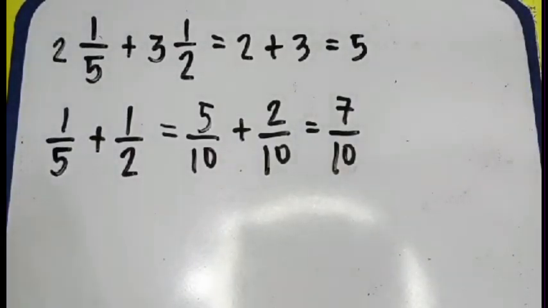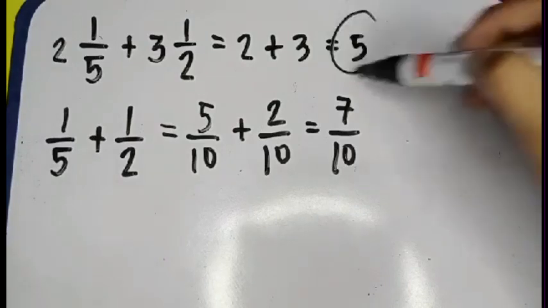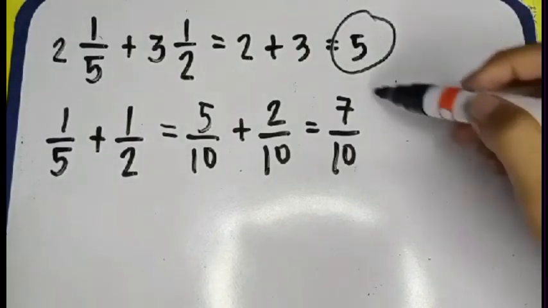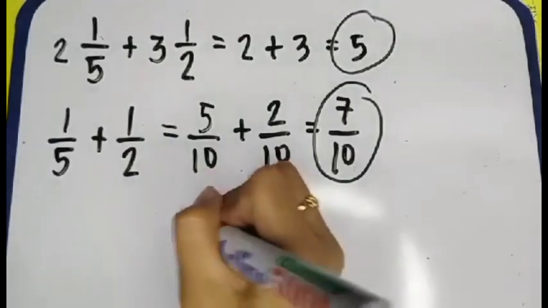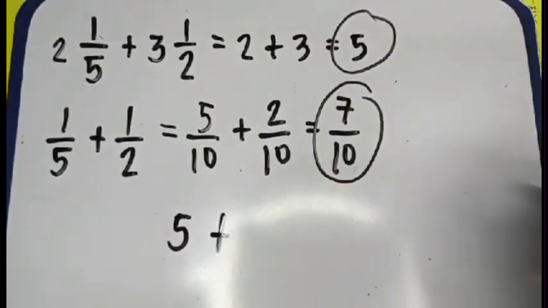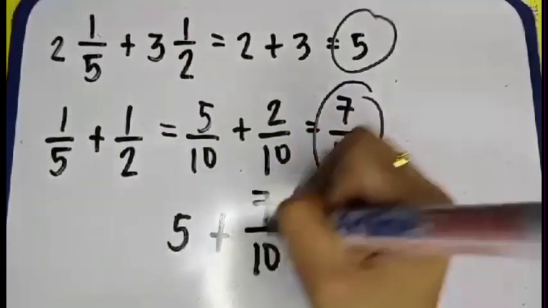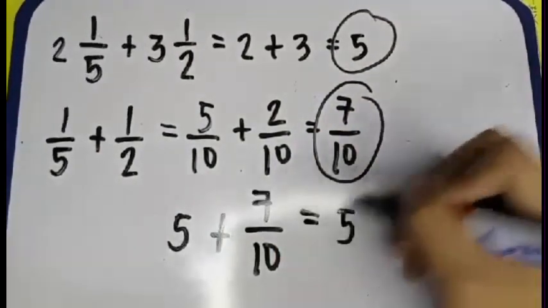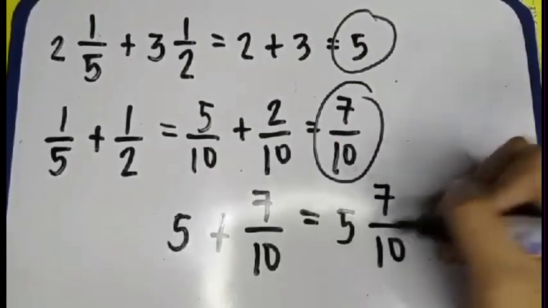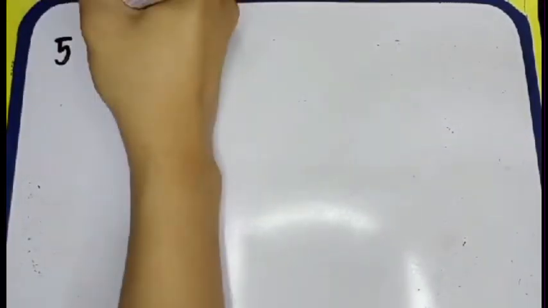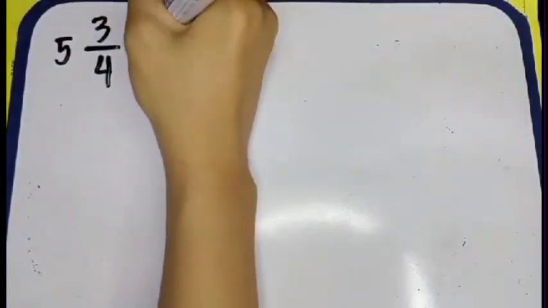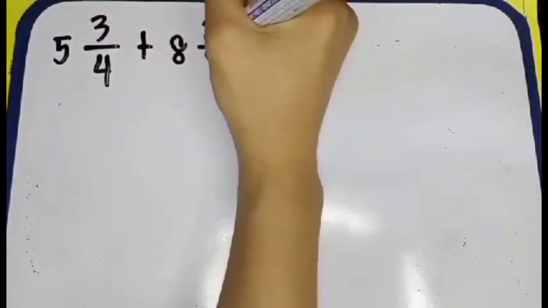Last is, we're going to combine our whole number and our fraction, which is 7 over 10. Therefore, 5 plus 7 over 10 is equal to 5 and 7 over 10. And that is our final answer. Next example is we have 5 and 3/4 plus 8 and 2/6.